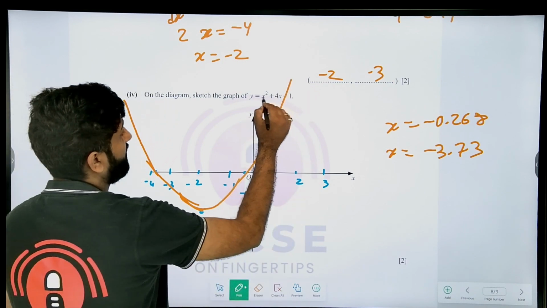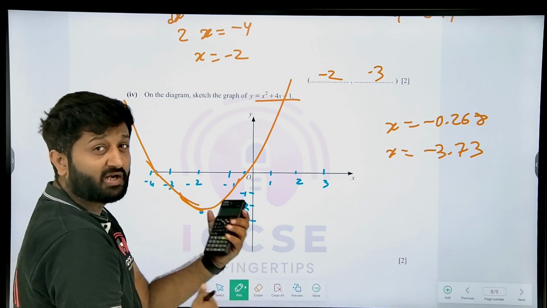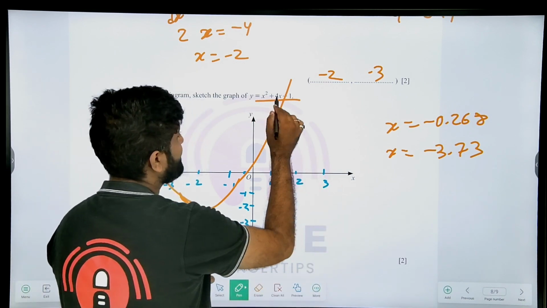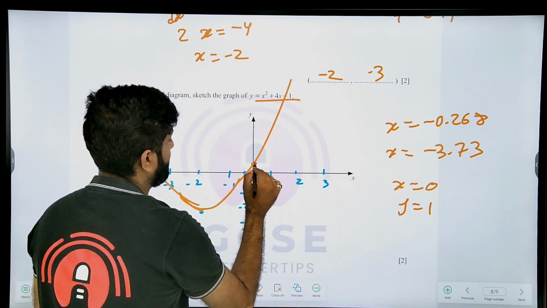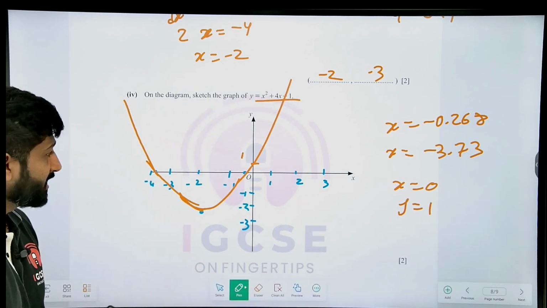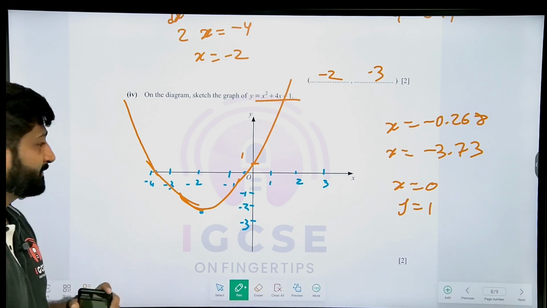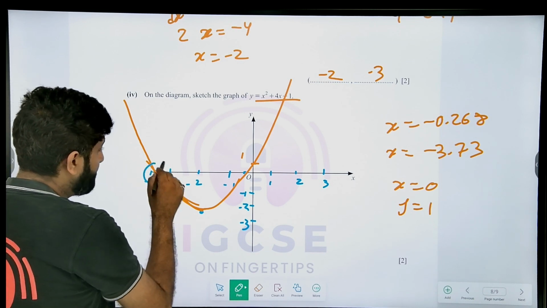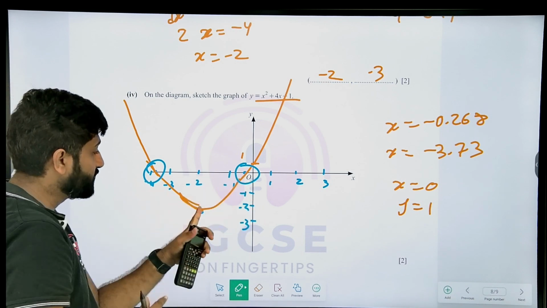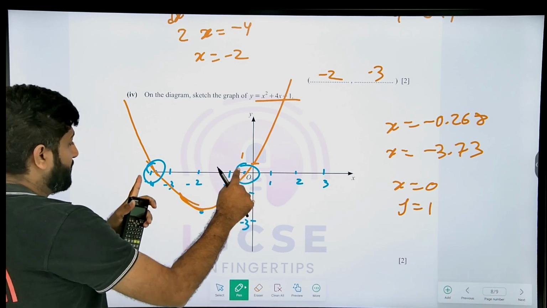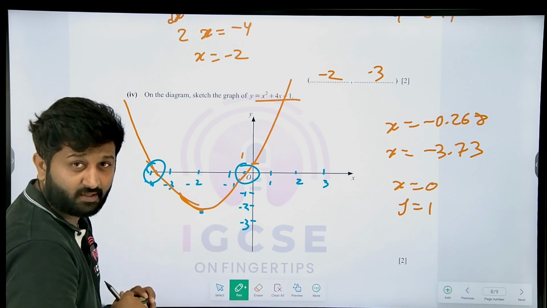Even when x is 0, if you want to find your y-intercept, when x is 0, y is going to be 1. So this is my point. Label them and you are done. Also, one more tip: the midpoint of the x-intercepts is going to be your turning point.